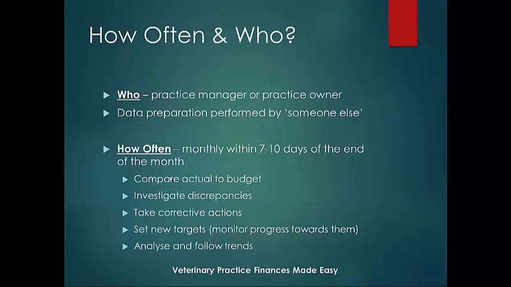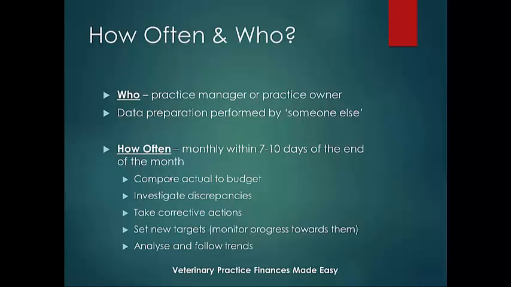So you need to take corrective actions to correct what's going on, dig deeper into the lower tier dashboards or dig deeper in the practice, find out what's going on, take corrective actions, and then either put plans in place to make sure that the correction is implemented and the correction occurs, or if for some reason it can't be remedied, then set new targets and monitor progress towards those targets. And as I said, it's really important to analyze and to follow trends. Mild deviations over time will add up to significant deviations.